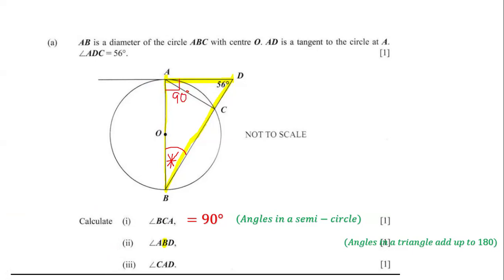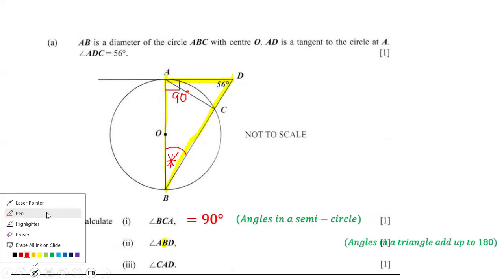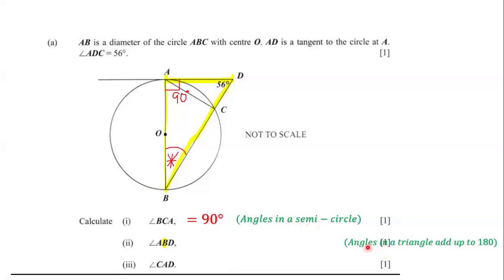And so what do we have? We could use the rule that angles in a triangle add up to 180, because we know that this is 56 degrees. We know that this is 90 because it's the angle formed between the tangent line and the radius. And so we need to figure out what this one is. But we know that this angle plus this angle plus this angle must add up to 180 because they're in a triangle, and angles in a triangle add up to 180 degrees.